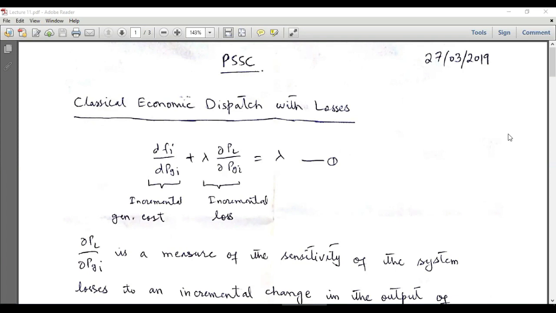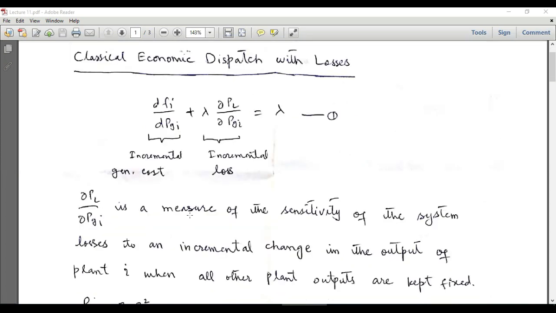In this lecture, I will discuss the classical economic dispatch problem in the presence of losses. Whenever we have losses in an electrical power network, the coordination equation becomes dFi divided by dPgi plus lambda partial PL over partial PGI is equal to lambda. This is called the incremental fuel cost equation.